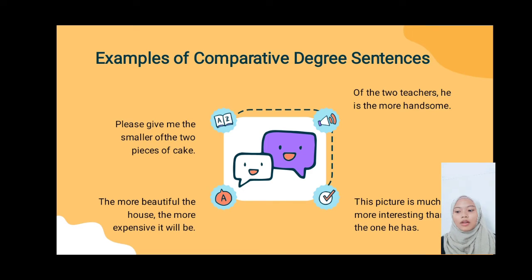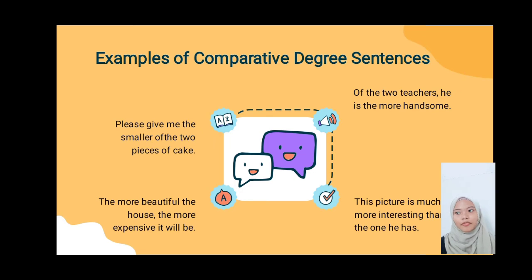The next, the more beautiful the house, the more expensive it will be. The house: the more beautiful and the more expensive. The next, this picture is much more interesting than the one he has. Much more interesting. Why more? Because interesting has three syllables. Interesting. So we can use more.